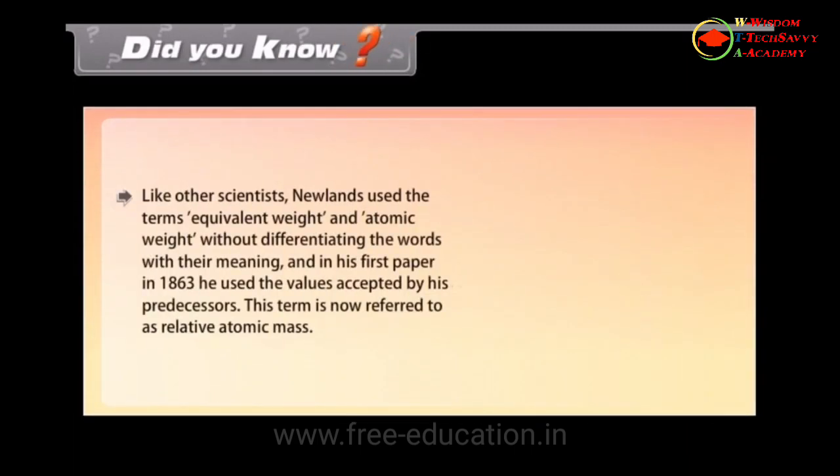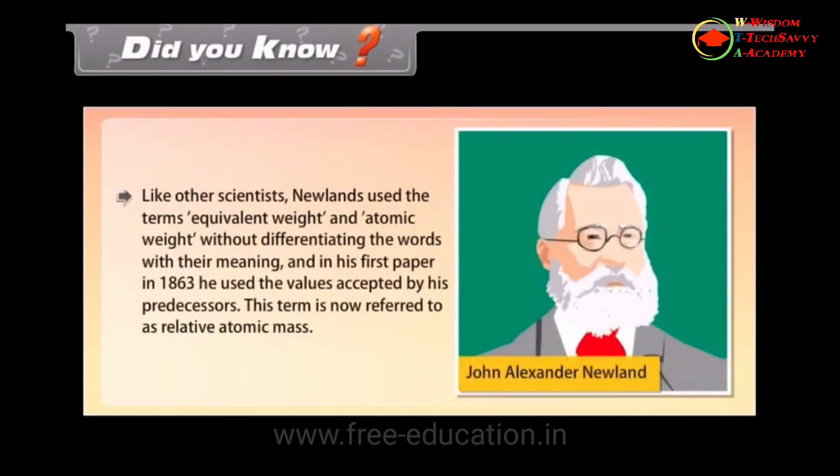Did you know? Like other scientists, Newlands used the terms equivalent weight and atomic weight without differentiating the words by their meaning, and in his first paper in 1863, he used the values accepted by his predecessors. This term is now referred to as relative atomic mass.